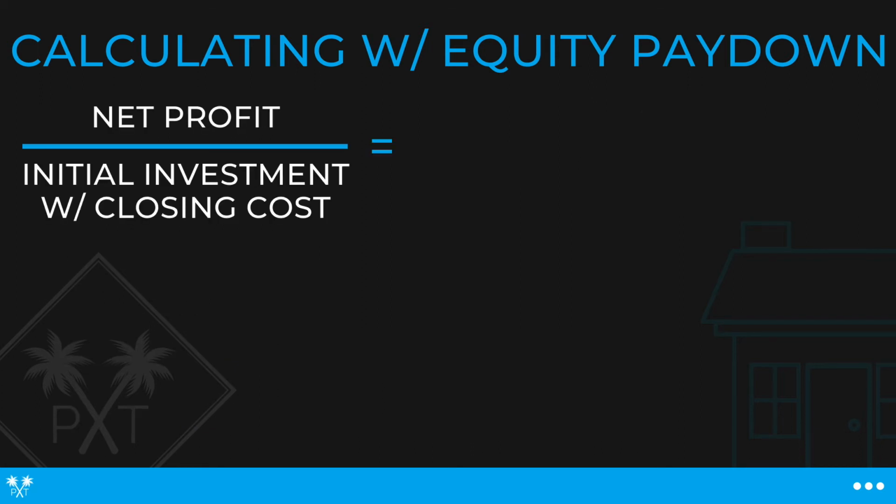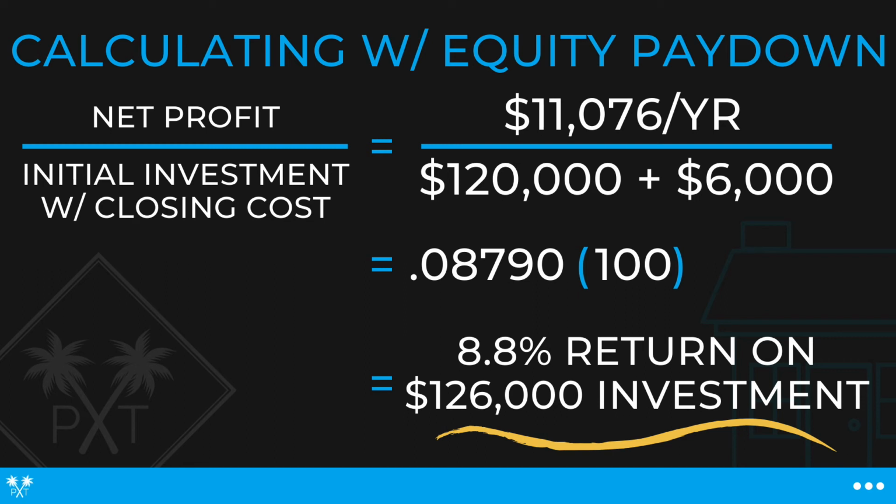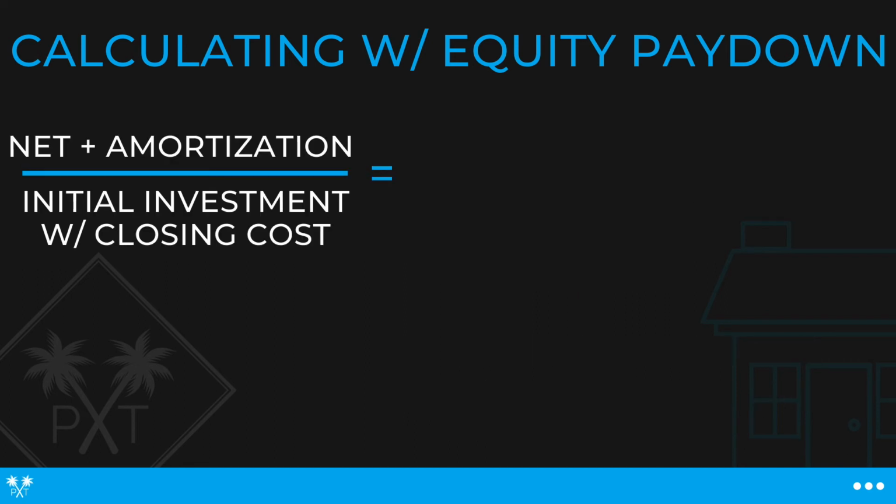To continue with our calculation for equity paydown, we're going to take our net profit, which is $11,076 per year, and divide it by our initial investment with closing costs. So our initial investment was 20% of $600,000, which is $120,000, and for closing costs, let's say we take about 1%, so it would be $6,000. And when we do that and multiply by 100, we are left with an 8.8% return. Keep in mind, as you're paying off the loan, we're one step closer to owning the property outright.